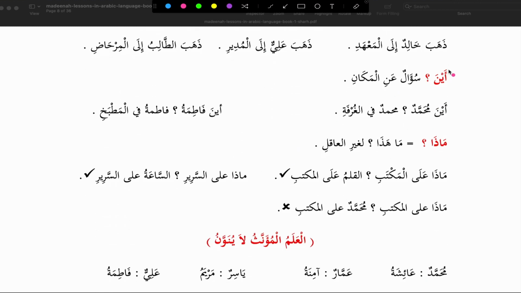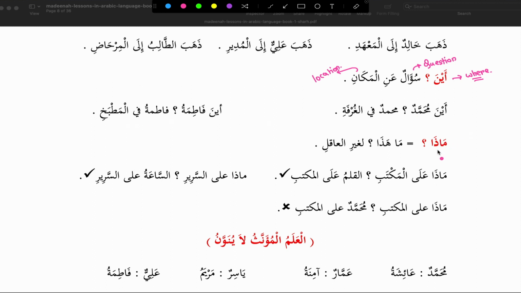So it says أين. What is أين? أين is a سؤال. It's a question عن المكان. Question regarding location. Okay, regarding place. So when you ask aina, it means where. It's a question that seeks information about the location. فتقول, you say أين محمد. Where is Muhammad? محمد في الغرفة. Muhammad is in the room. أين فاطمة. فاطمة في المطبخ. Fatima is in the kitchen.